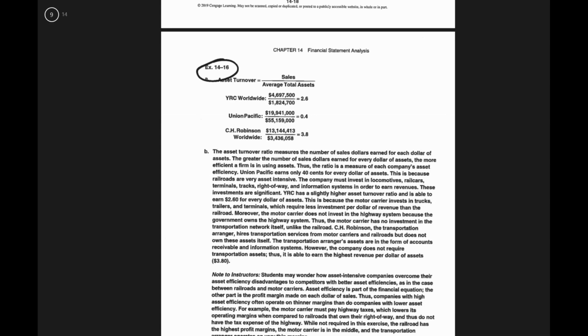Number 16, it's asking to calculate the asset turnover. And it's simply, let's just do it for this YRC Worldwide. It is the sales of 4.697 million divided by average total assets. So they give us that number, 1.8 million. So what's our asset turnover? 2.6 is the calculated number for the asset turnover for the first company.